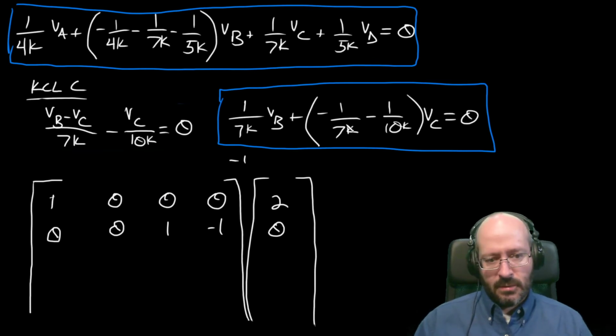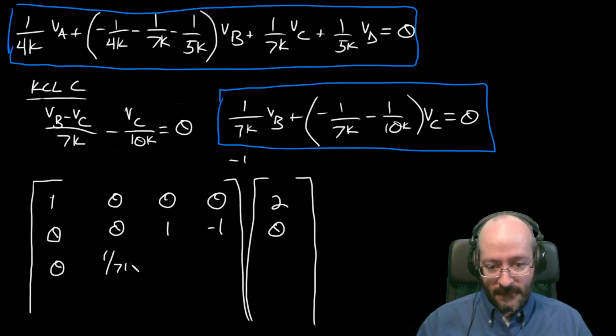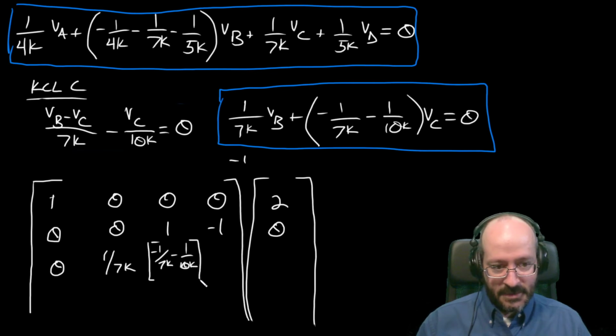Okay, so this one's just a little smaller, so I think I can squeeze it in the middle of the matrix here. So it's going to be 0, 1 over 7K, negative 1 over 7K, minus 1 over 10K. This gets a little sloppy when you're writing it out, right? This is all one entry in the matrix. There is no VD, and all of that has to be equal to 0.